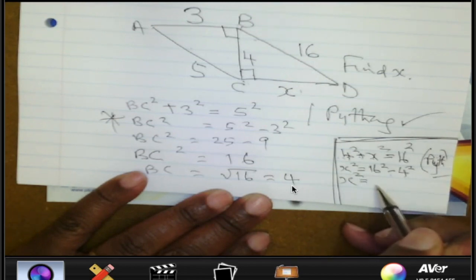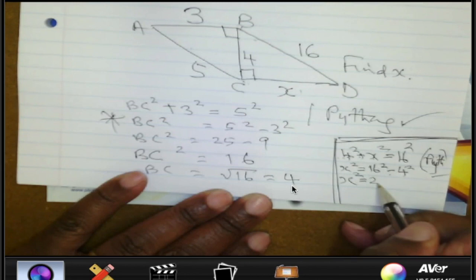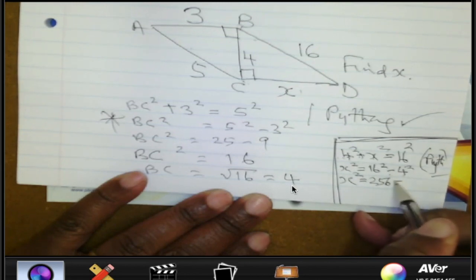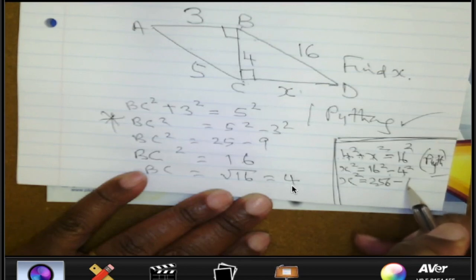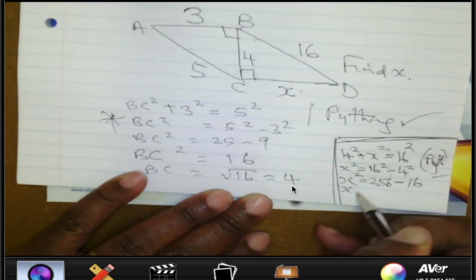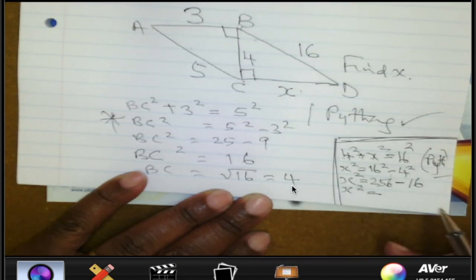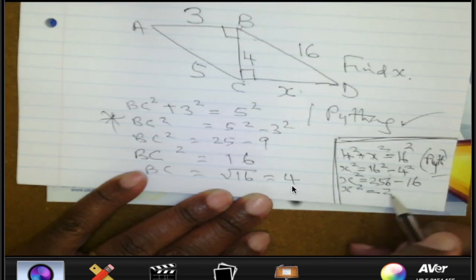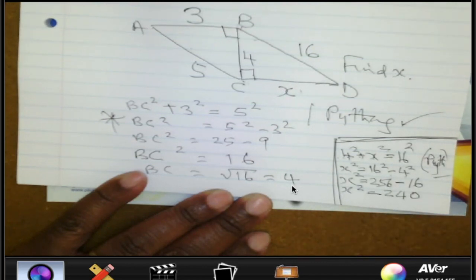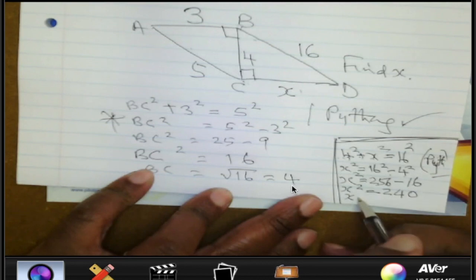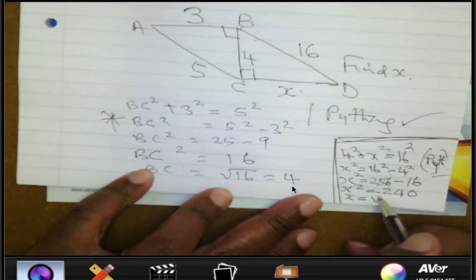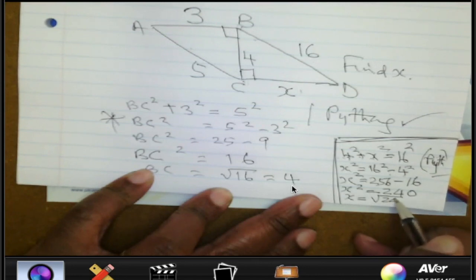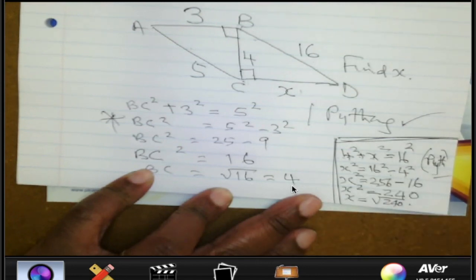Right. You can work that one out for me. What is 16 squared? 256. Subtract 16. What is 4 squared? 16. So this gives us x squared is equal to, what is 256 minus 16? Is it 240? 240. And now this is where we will allow you to bring a calculator. Remember, at times we are nice. We allow you to use a calculator, right? Yes, sir. So x will be the square root of 240. Okay, you can put that in your calculator and maybe write your answer correct to 1 decimal place.